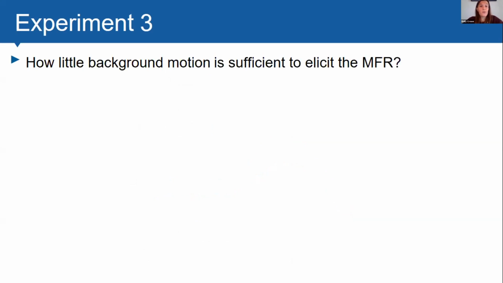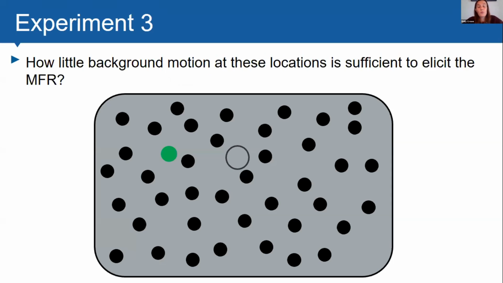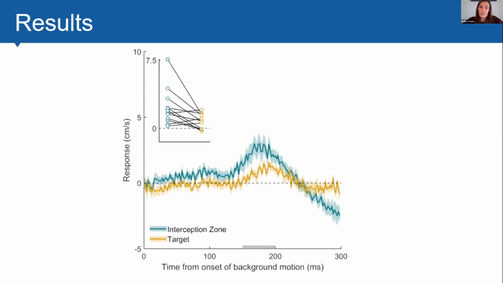In the third experiment, we really wanted to test just how little abrupt motion was needed to drive the manual following response. So here we had a similar idea, and only 3 out of 600 dots, so not accurately represented here, moved. So a very, very small proportion of the dots actually underwent motion. And this was either at the location of the interception zone or at the location of the target. So it looks something like this, where the majority of your background is completely stable, but 3 dots did shift leftward or rightward on any given trial. And these are the results.